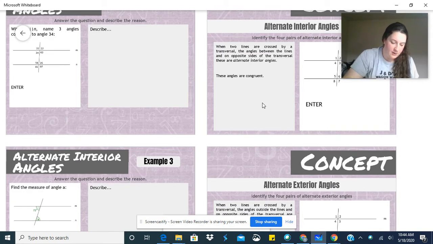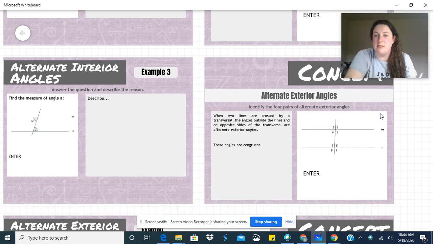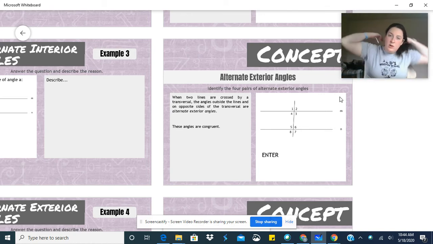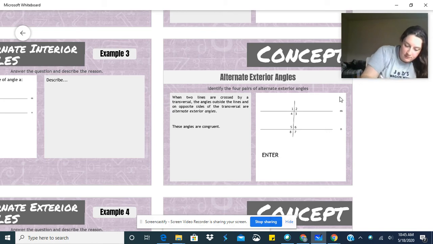So another example, we are not going to do the same one because we just did something similar, right? So when 2 lines, now we're talking about alternate exterior angles. So exterior means on the outside. Alternate exterior angles are angles like 1 and 7.